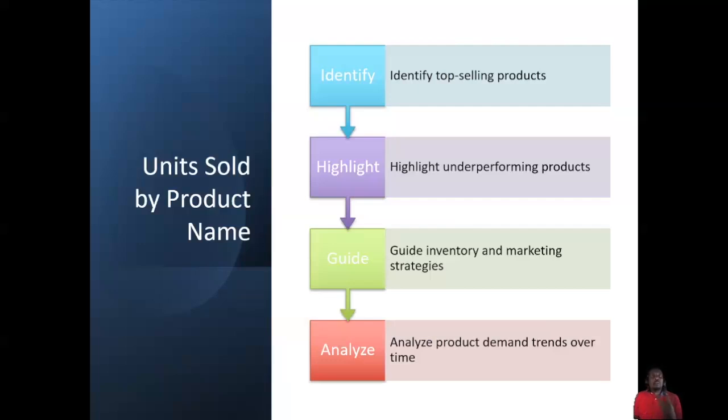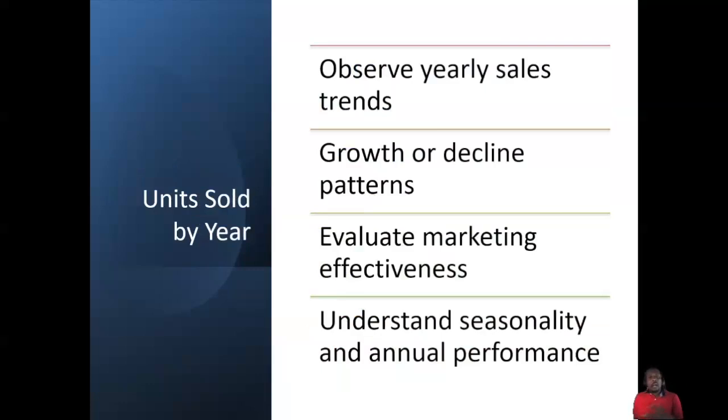So, this is when you're looking at the units sold by product. Then you can look at units sold by the year. So, how do we observe the yearly sales? How has the year been? Do we have a growth pattern or an increase pattern? How do we then evaluate the marketing effectiveness during the marketing? Did we see any increase in sales, or did we see a decrease, or was this relative? Then from there, we can understand the seasonality or annual performance of this specific product.